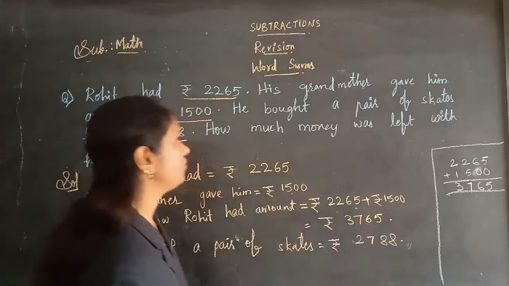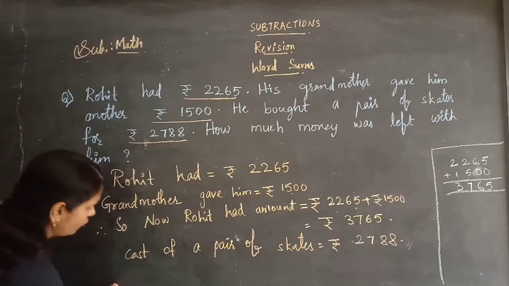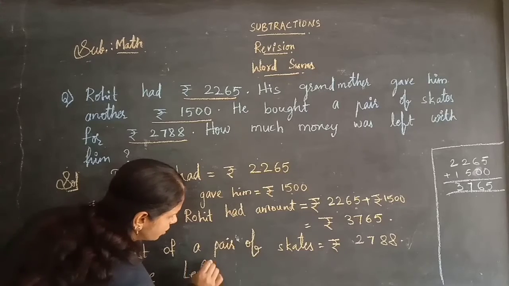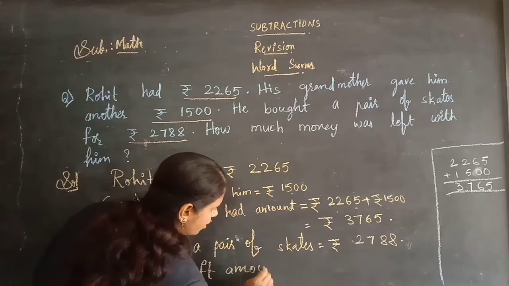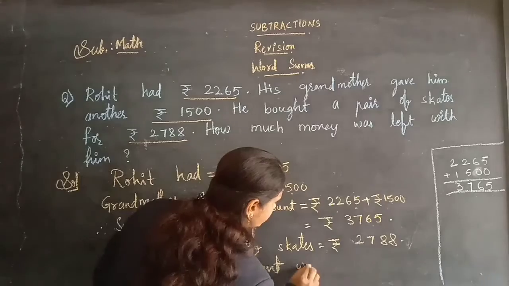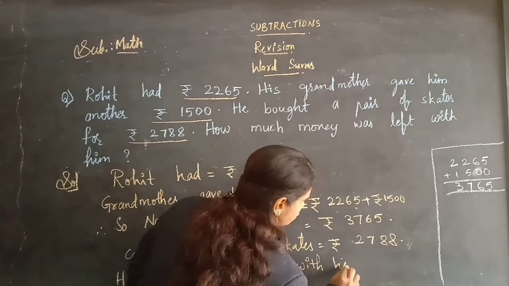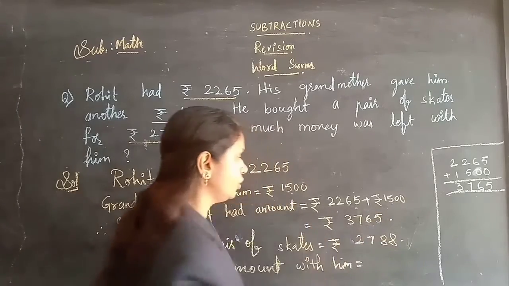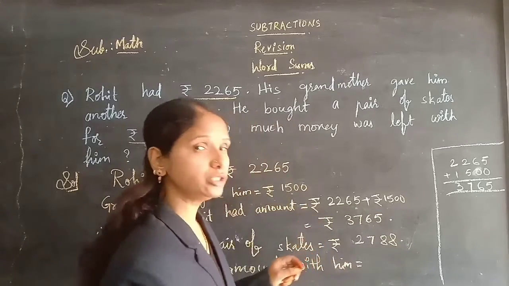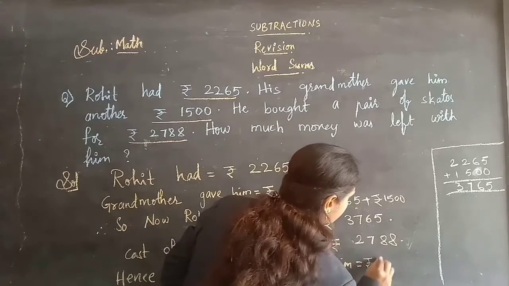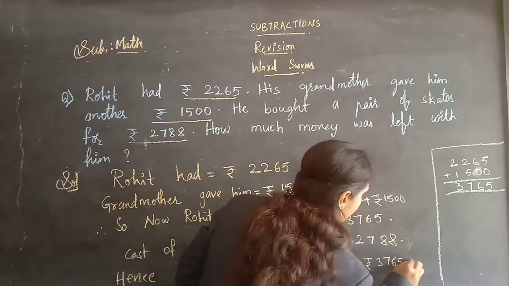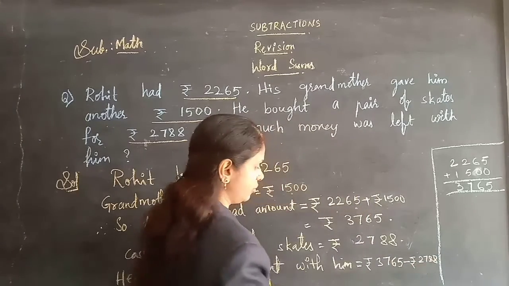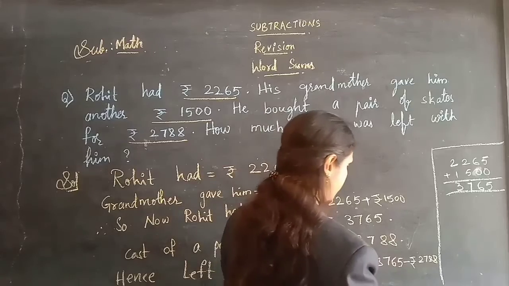Okay, so the amount left with him. Therefore, finally, here, hence the amount left with him after purchasing the skating shoes. So how will you find the left amount? From this amount you need to subtract the skating shoes cost. So 3765 minus 2788. Okay, come on, let's subtract in a rough column here.